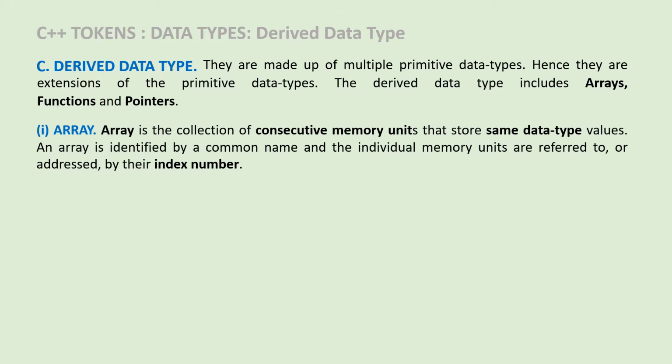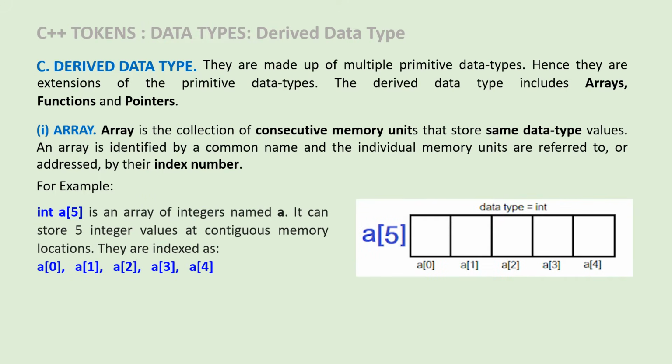Array is a collection of consecutive memory units that store same data type values. An array is identified by a common name. And the individual memory units are referred to or addressed by their index number. For example, int a[5] is an array of integers named a. It can store 5 integer values at contiguous memory locations.